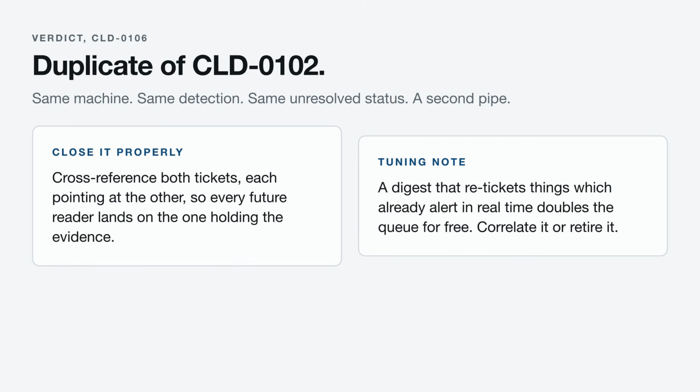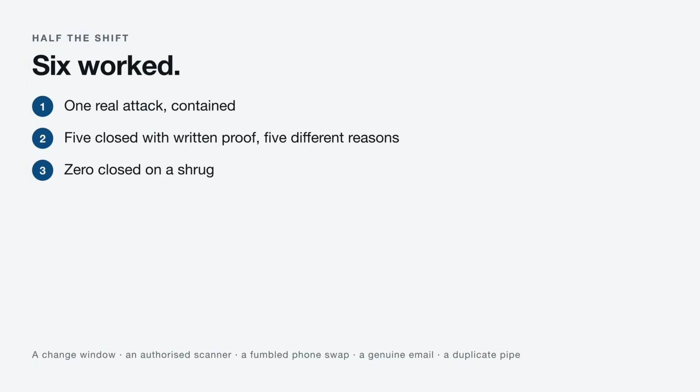One patient, one chart. If the same man is registered twice in the waiting room, you don't diagnose him twice, but you absolutely staple the two registration slips together. So that's 6, half the shift. Count the score with me. One real attack contained, 5 tickets closed with written proof, 5 different reasons: a change window, an authorized scanner, a fumbled phone swap, a genuine email, a duplicate pipe. 0 closed on a shrug. The queue is thinner and every closure would survive an audit. That's what a good morning looks like.